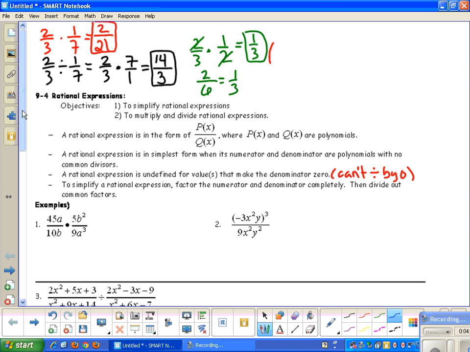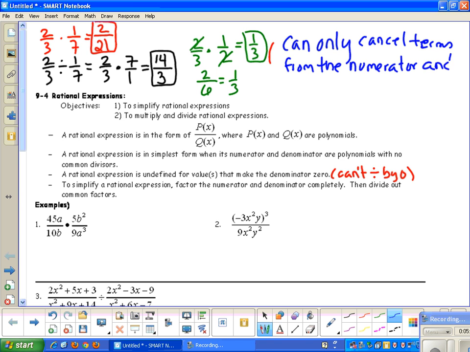And the note's going to be that you can only cancel out terms. So you can only cancel terms from the numerator and denominator when you are dividing or multiplying.